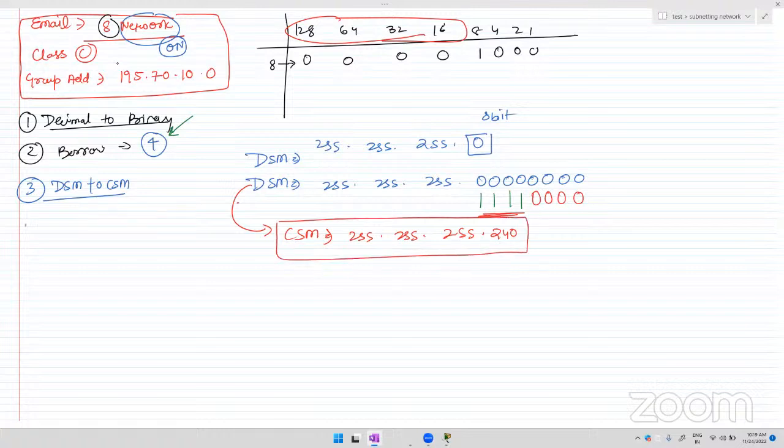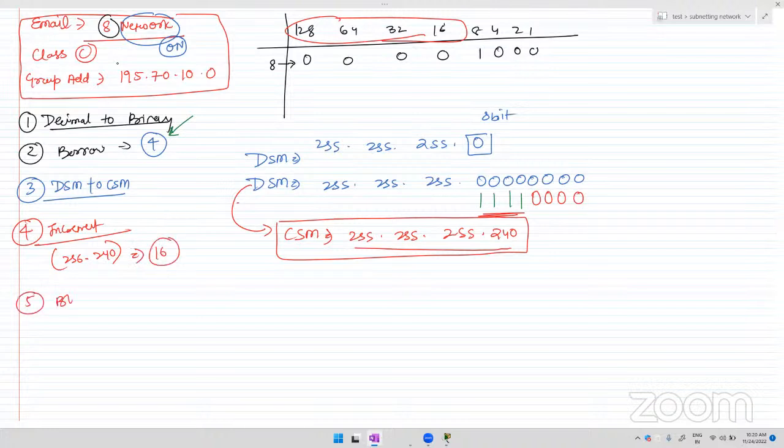Now the 4th task is the increment. 256 minus the value, how many bits on? 240. So 256 minus 240, I'm getting 16 as my increment.